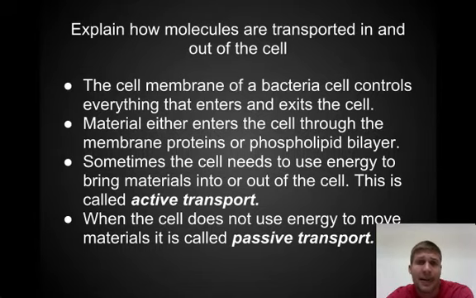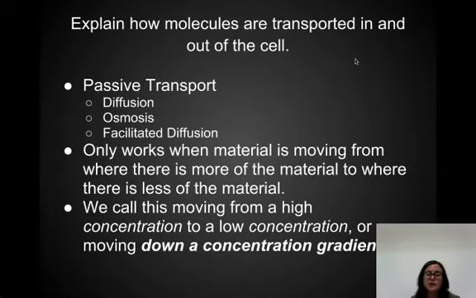Other times, the cell does not need to use energy to move materials in and out of the cell, and this is called passive transport. When we're talking about passive transport, there are 3 words we use to describe this. We will use diffusion, osmosis, and facilitated diffusion. Passive transport only works when material is moving from where there is more of the material to where there is less of the material. And we call this moving from a high concentration to a low concentration, or we call it moving down a concentration gradient.